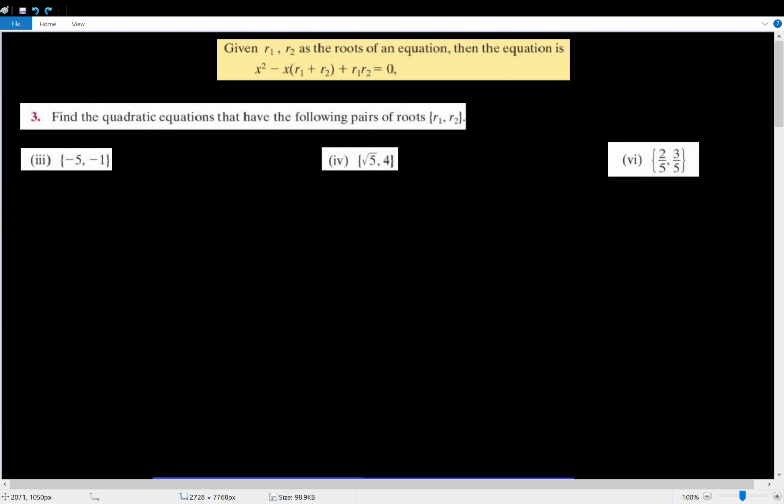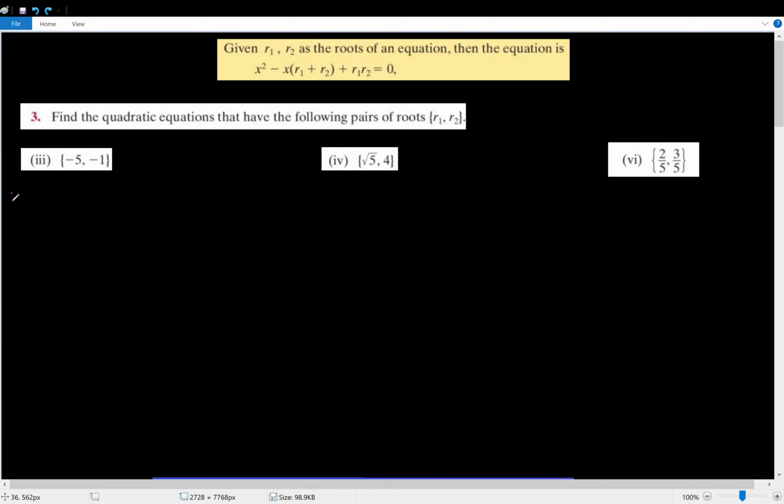In order to do this, we're going to look at the formula that's above here in yellow, where when we're given r1 and r2 as the roots of an equation, then the equation is x squared minus x times (r1 plus r2), which is known as the sum of the roots, plus r1 r2, which is the product of the roots. So let's apply that formula down here and see what we get.